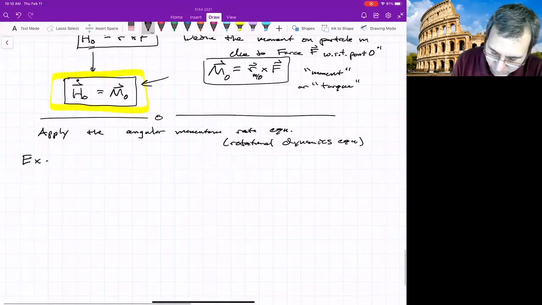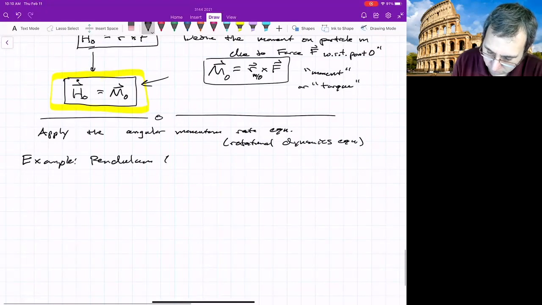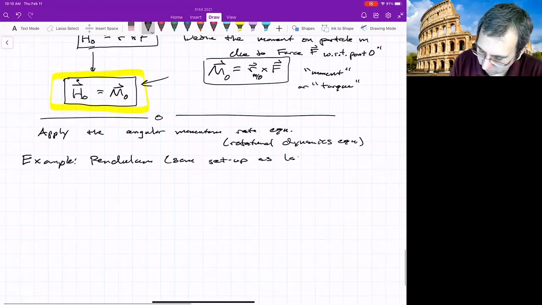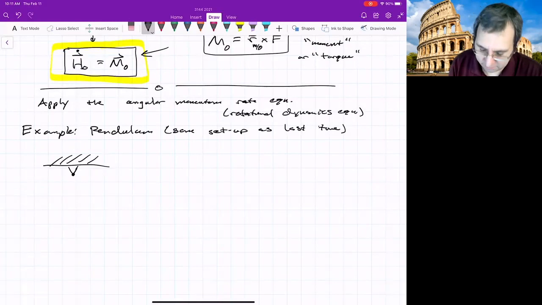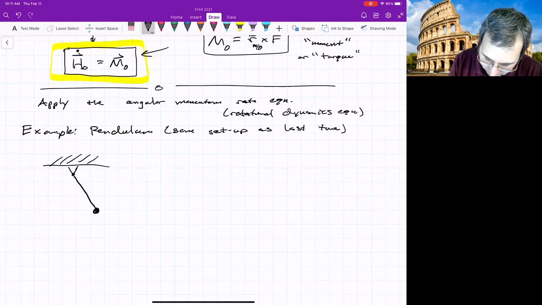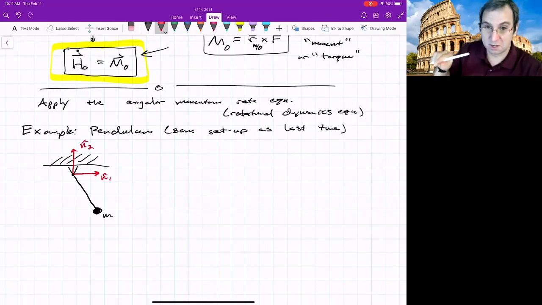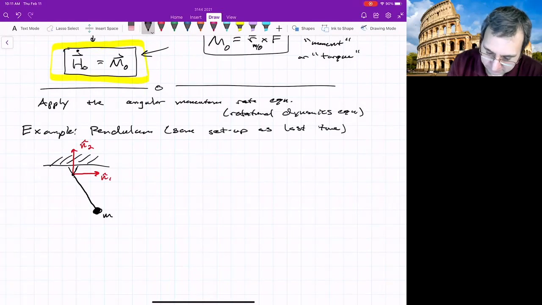So here's an example, the pendulum. Same setup as last time. If you remember what that was, we have what's a pendulum? Maybe I'll move the pivot a little bit down. So we've got a mass connected by a massless rigid rod. So it's an idealized situation. Here's our mass. We could define an inertial frame. Here's N1, N2. N1 is horizontal, N2 is pointing up, so it's opposite gravity. We've got gravity pointing down.